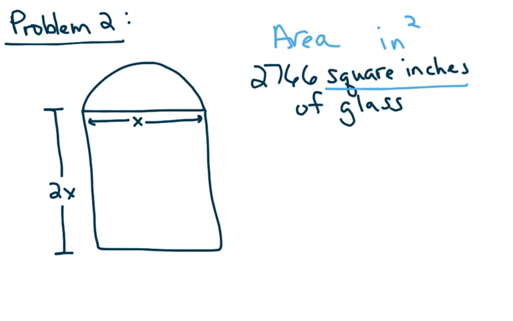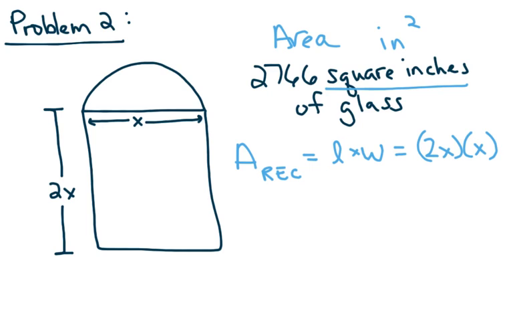So let's start with this. Let's start with the area of the rectangle. Well, the formula for the area of a rectangle is length times width. So in this case, it's 2x times x, which is 2x squared.